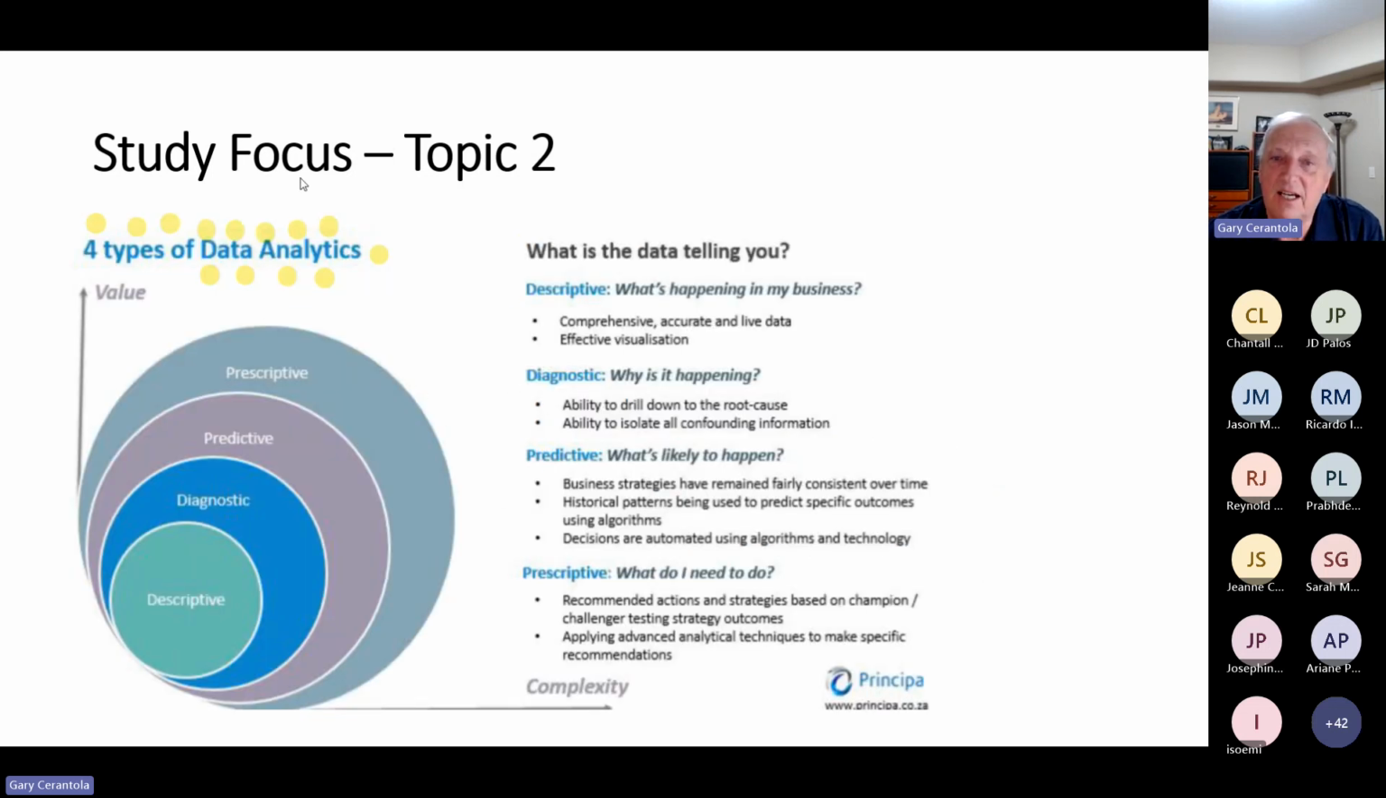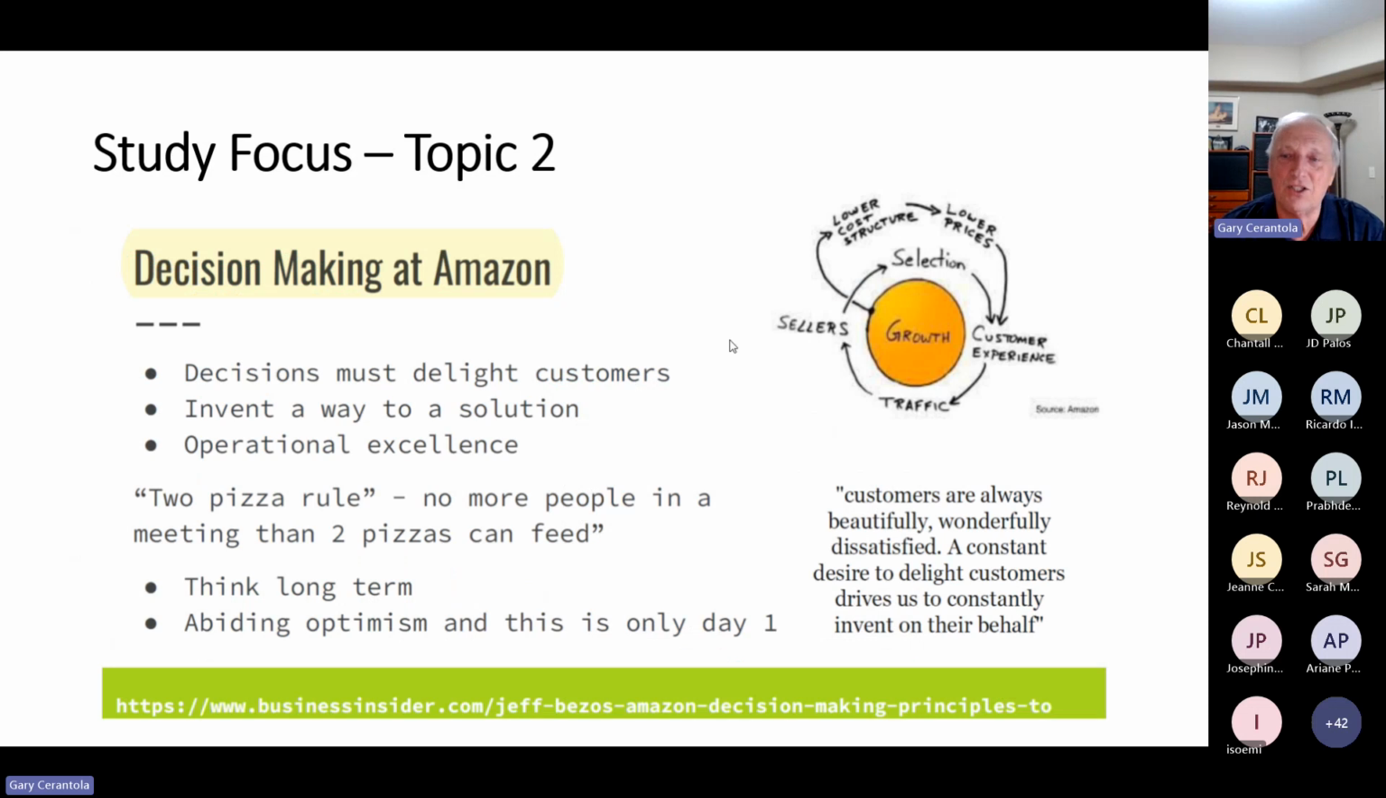And then understand that there's really 4 types of data analytics. So you start with the descriptive part, and that's basically what's happening in business, accurate and live data that you look at. And then from that, there's a diagnostic, and that's the ability to drill down and find the root cause and the factors that are doing that. And then the predictive is that basically business strategies, you can see where that's going, the trending. And then prescriptive, recommend what actions and strategies based on the challenges or whatever's going on. So this is the key. See, I put in all these little yellow dots here so that you know that that's an important thing to know about. Again, okay, so your antenna should come up.